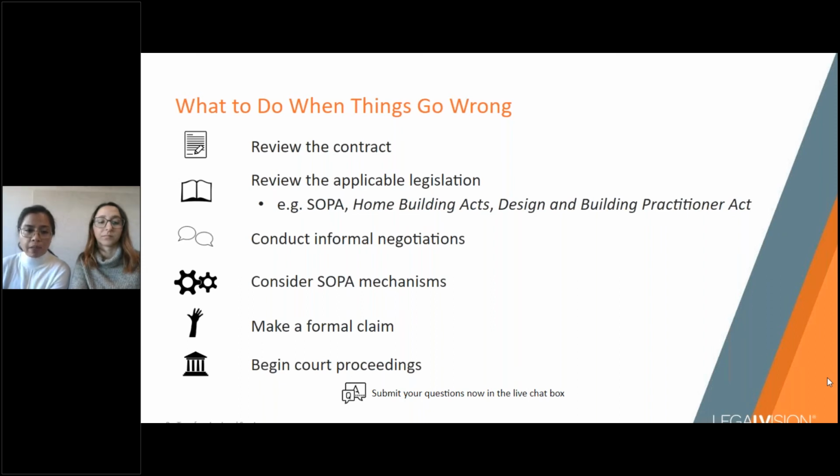Or if you've issued a payment claim and the other side hasn't issued a payment schedule, in New South Wales at least, you can go straight to court for the amount of the claim, and the other side would generally be precluded from raising a defence.